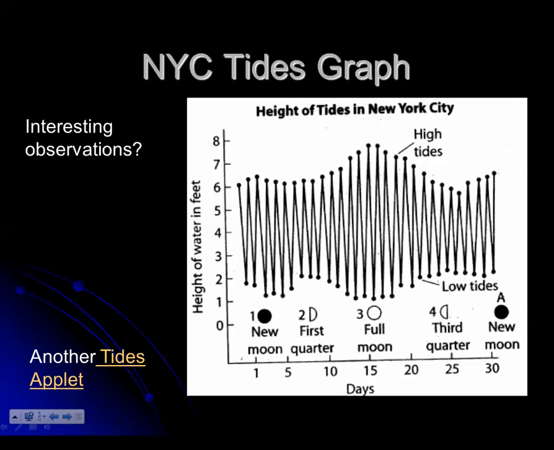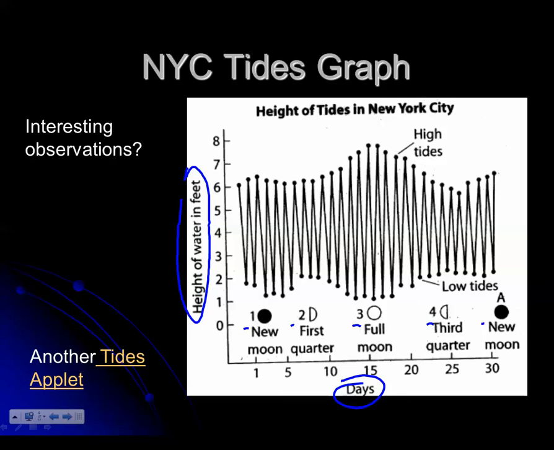Interesting observations. Well, what we see here, this is a graph over 1 month, days here on the x-axis, and height of water in feet in New York City. And also placed on here is the phases of the moon. We have new moon, first quarter, full moon, third quarter, and new moon. Back to new moon again. And some interesting observations you can make here.